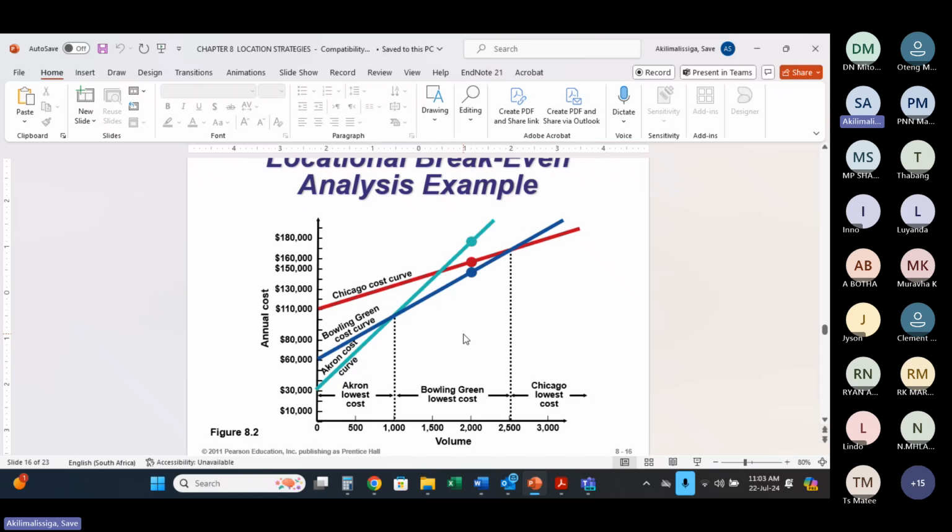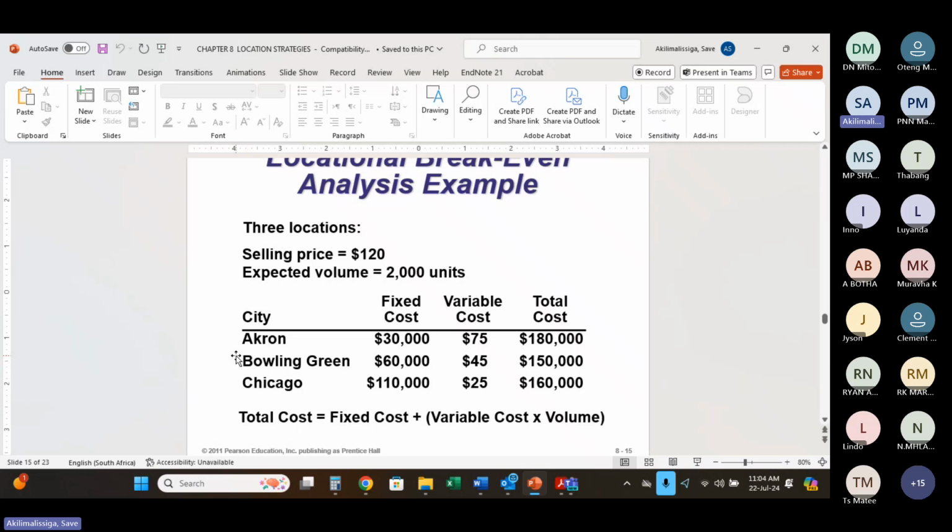You guys know that in order for you to plot a line, you need at least 2 points where the line is going to pass through. You need at least 2 points. So from here, if you have to plot the cost line of Akron, for instance, we have the fixed cost. The fixed cost does not change, that is, it's fixed. So this is the first point that you have to consider when you are plotting the graph of a specific line or cost line. So the fixed cost will be the starting point.